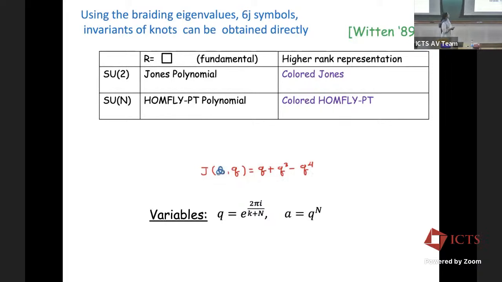Colored Jones is the jargon used for other representations. If it is not fundamental, they call it colored Jones, and similarly colored HOMFLY-PT. I've not put one more table here. There is the Kauffman polynomial. The Kauffman polynomial doesn't need an orientation. You don't need to put the arrows on the knot. So if you don't put an arrow, a crossing can be of either type. There is a skein relation involving 4 pieces, and that corresponds to SO Chern-Simons. That table I have not added here, but it can be added.